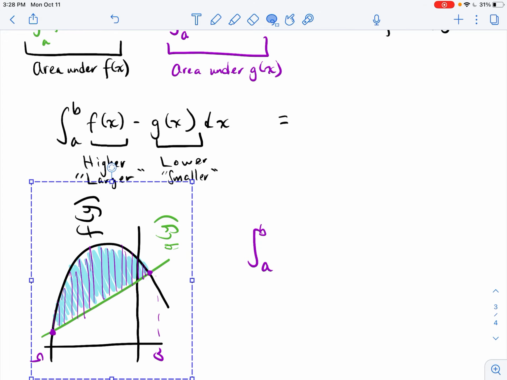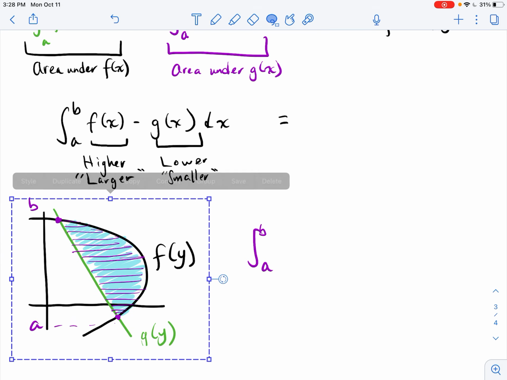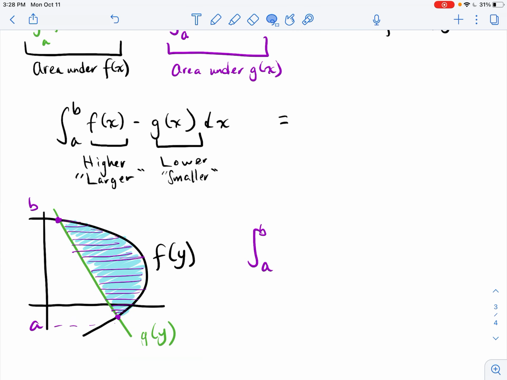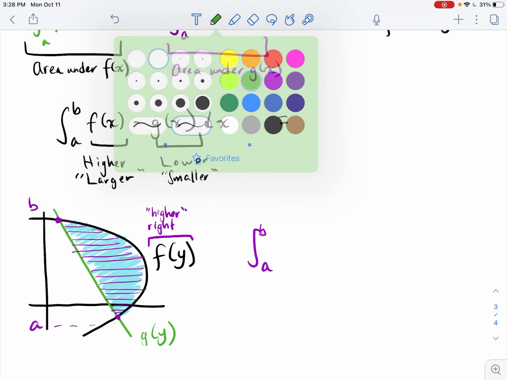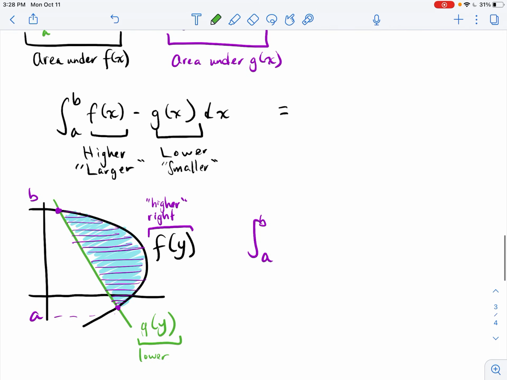So if that's the case, what is our higher function here? It's equivalent to whatever is our right function. So we can say that f of y here, this is our right function, or our higher, and let's just change colors here so we can see this. And then g of y here, this is our lower function, or in this case, our left function. So we would think about this as our right minus left, if that helps at all.